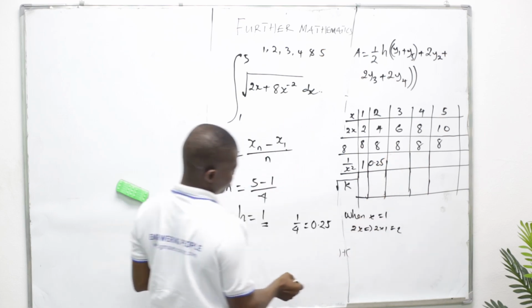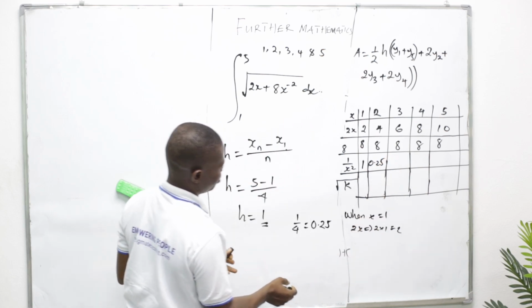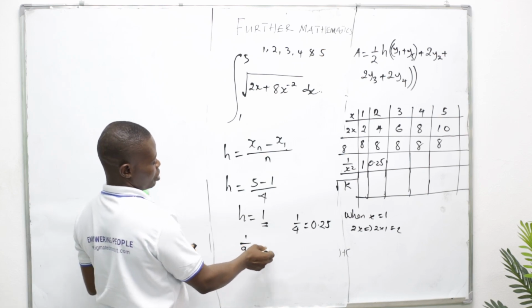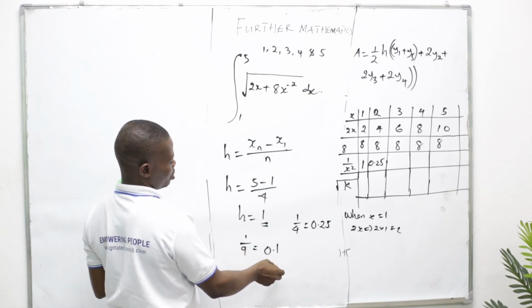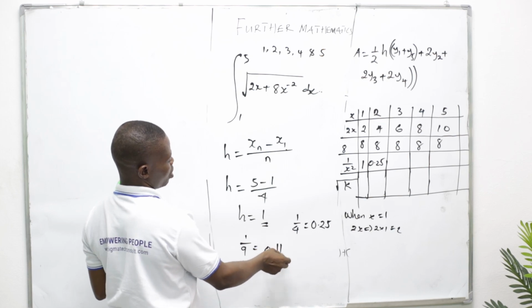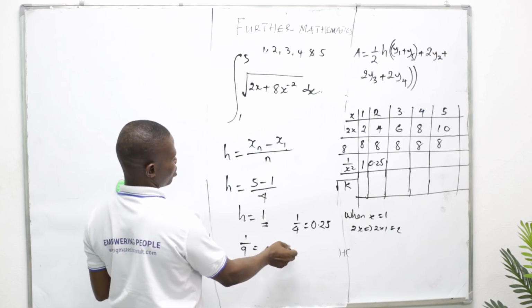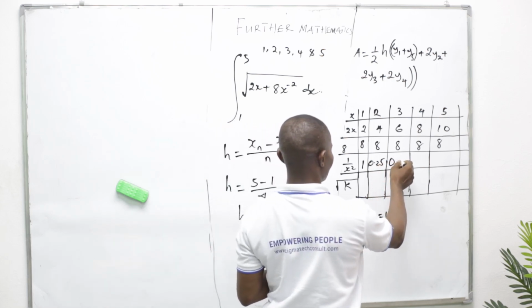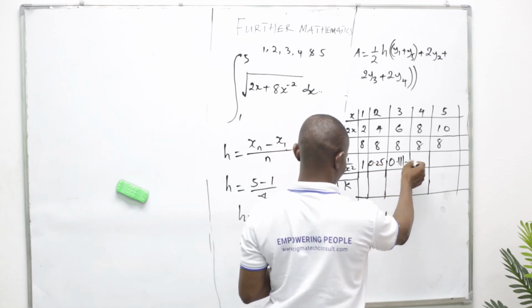0.25, I think we need to apply the calculator here now. 1 all over 9, 0.111 dot dot dot dot. It continues to go like this. Let's use the calculator to apply these things.